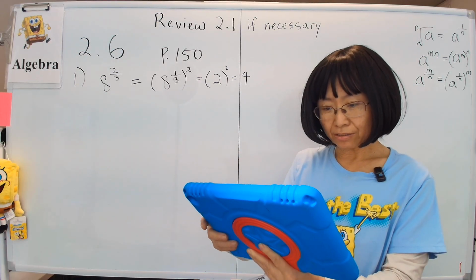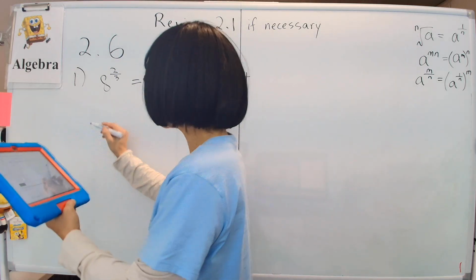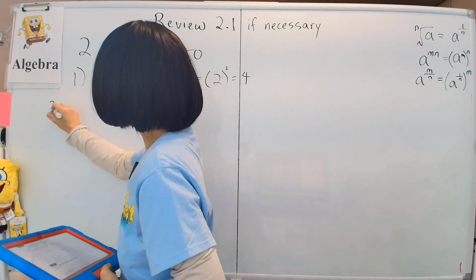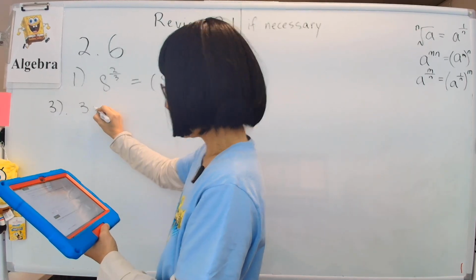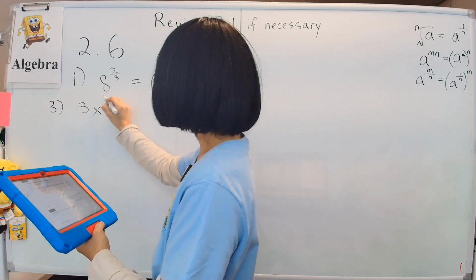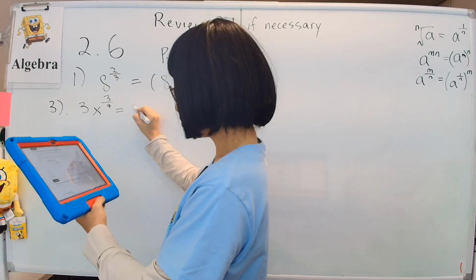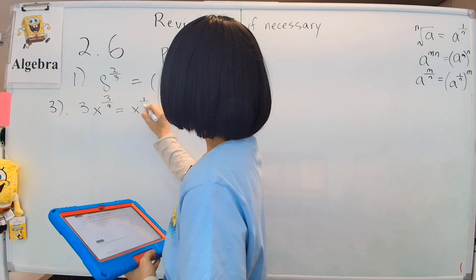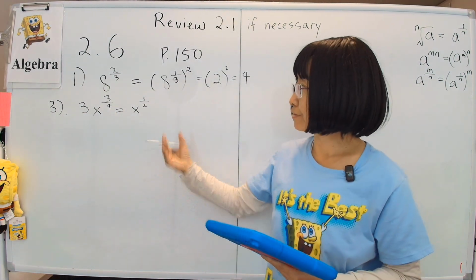Now next, let's look at example 3, where there is a twist. There's always a twist. Okay, so example 3 says that we have 3x^(3/4) equal to x^(1/2).